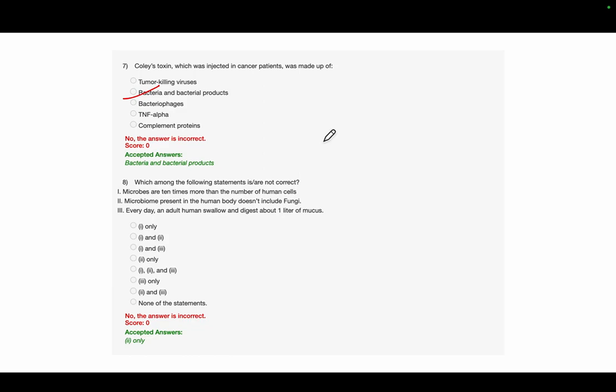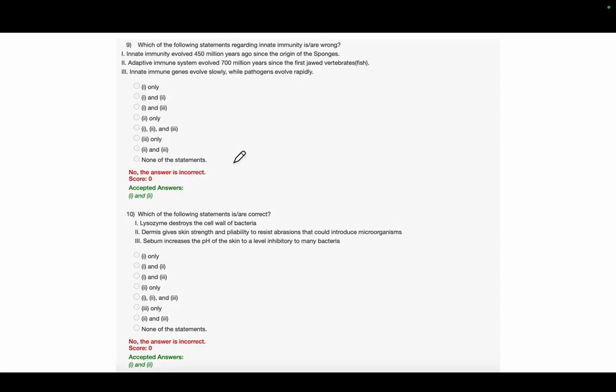Which among the following statements is correct? Microbes are 10 times more than the number of human cells. Microbiome present in the human body does not include fungi. Every day, an adult human swallows and digests about 1 liter of mucus. So which among the following statements is not correct? 1 only, 1 and 2, 1 and 3, 2 only. So the option will be 2 only. Microbes are 10 times more than the number of human cells: this is true. And every day, an adult human swallows and digests about 1 liter of mucus: this is also true.